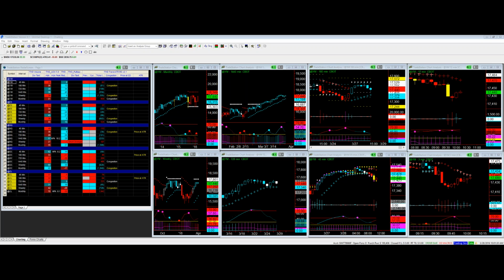Okay, one is volume divergence. In other words, if price is making higher highs, but the volume is decreasing, then it would be listed here. Then I have the ADX, and you can see we have a magenta peak on the NASDAQ 1440, and that's going to create a downtrend on the lower time frames.